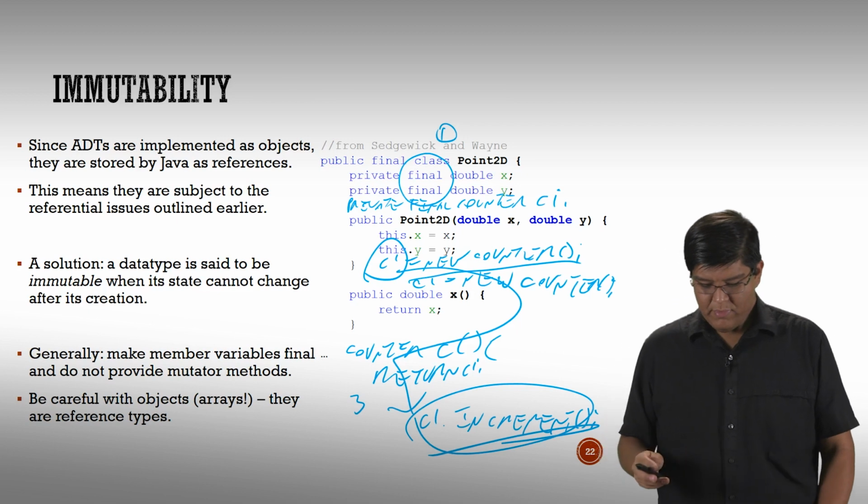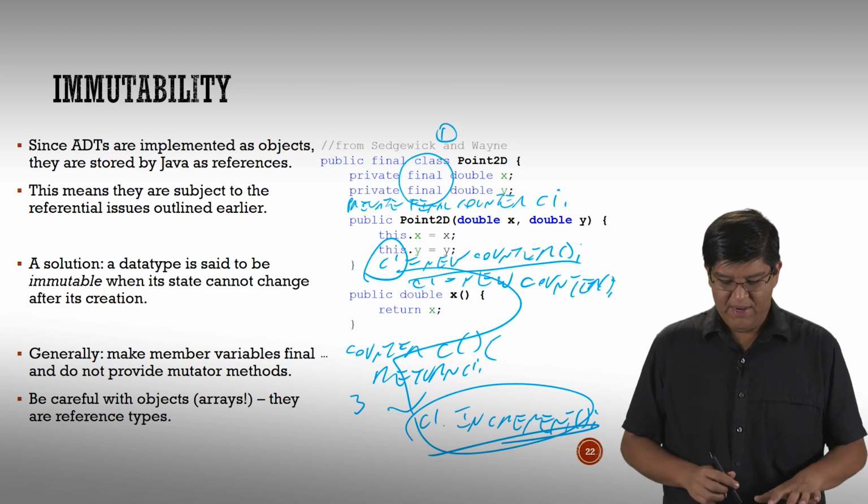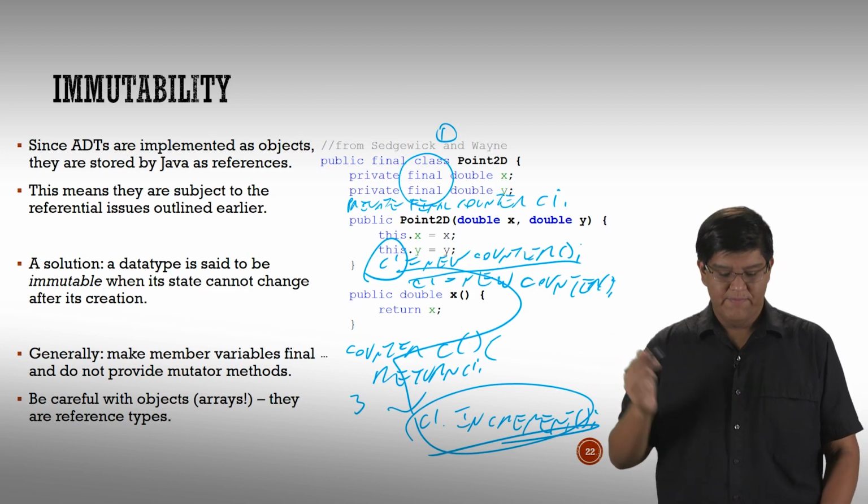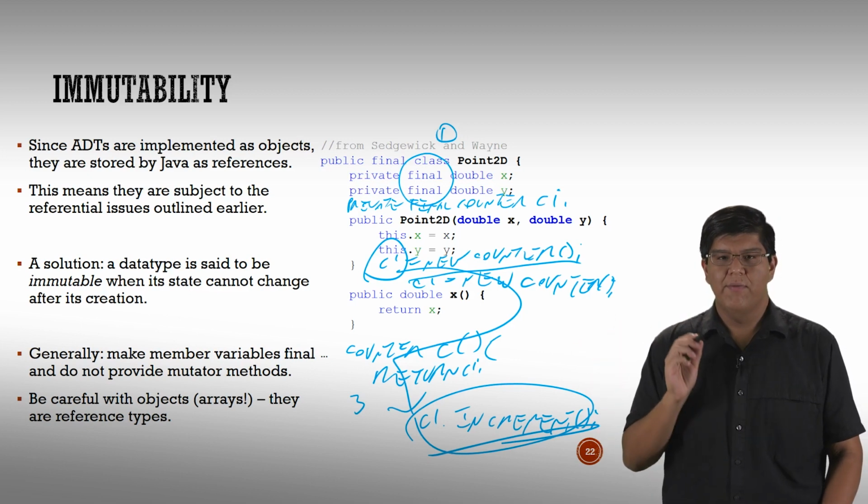All right. So those are our current issues here. We have to be careful with those reference types. Otherwise, it really just is make the things final, don't have any mutators. All right, so that's an overview of how we make something immutable.